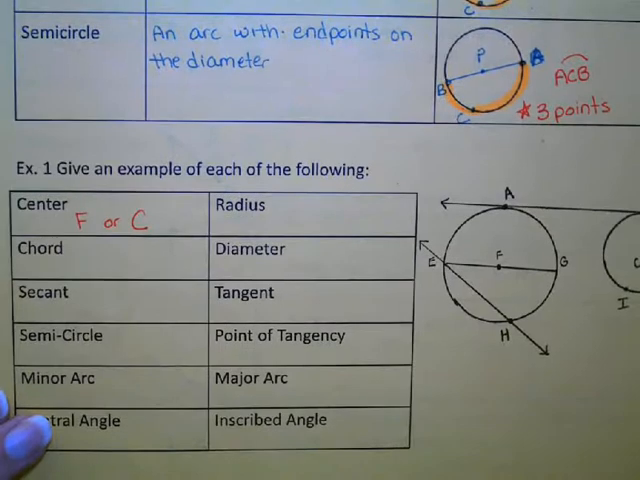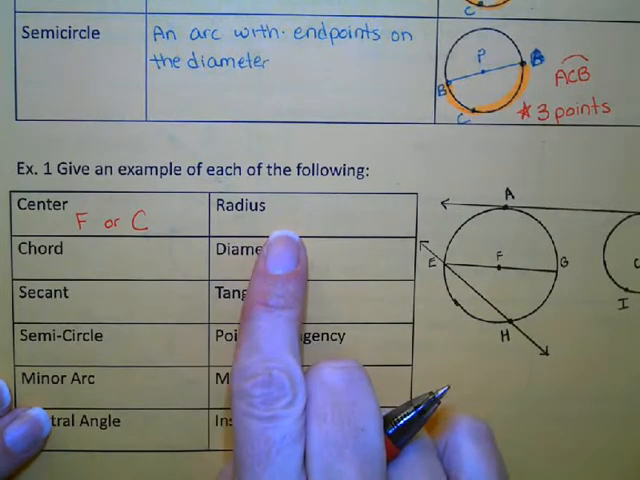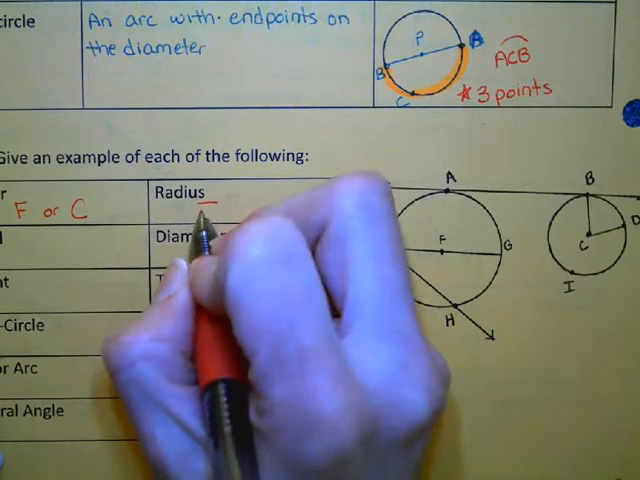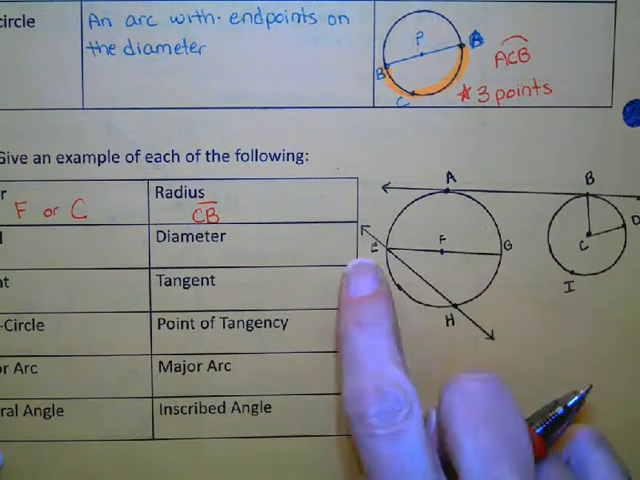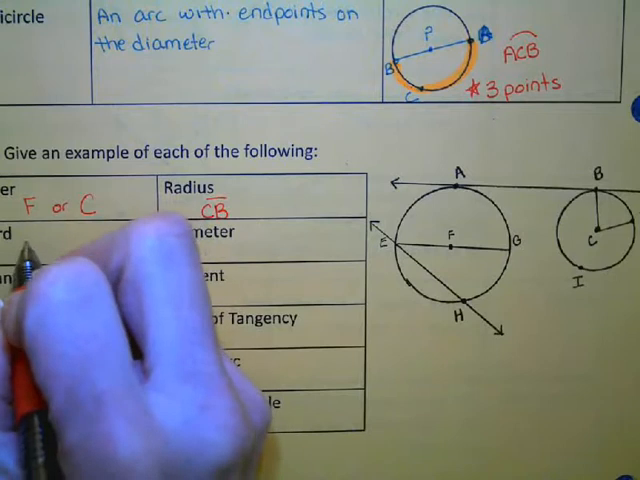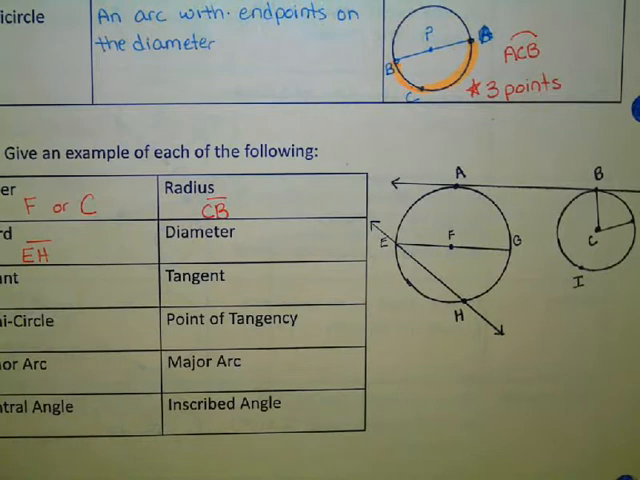A radius connects the center to an edge, so if you want to do like the little circle over here, you could say CB or CD. If you want to do the bigger circle, you could say FG or FE, it just has to go from the center. The next one's chord. Chord is anything that connects the edges, so I would say segment EH is an example of a chord, or as an example of a secant, it has to extend, so I would say line EH.